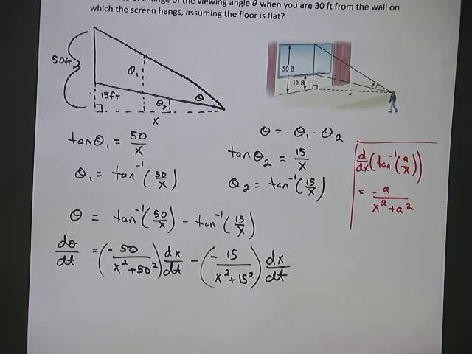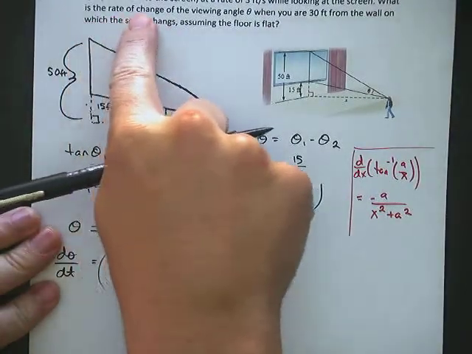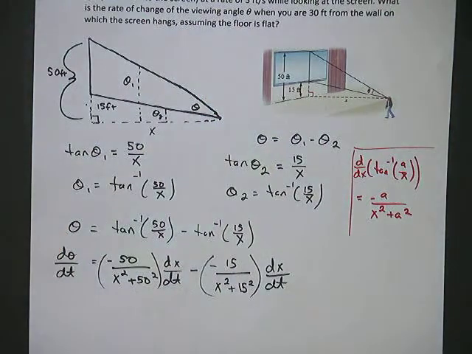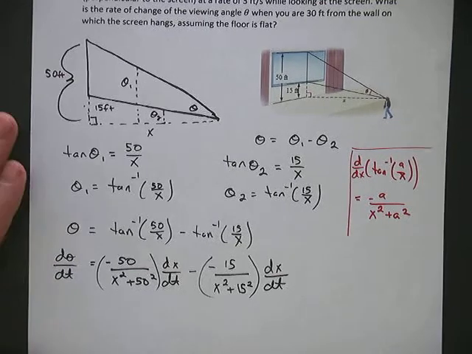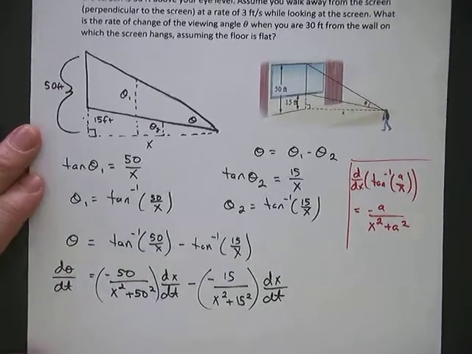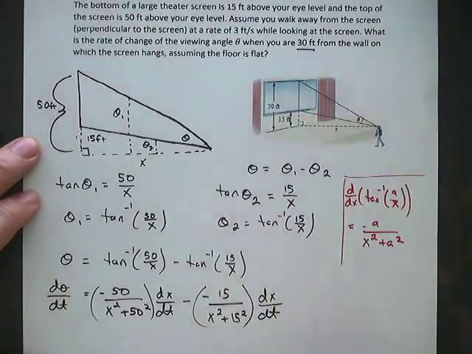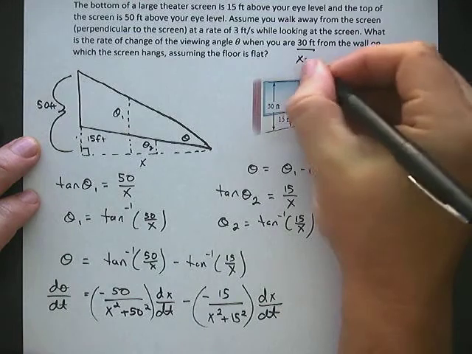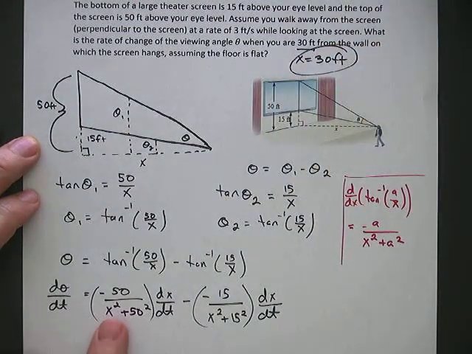So the final thing we're looking for is d theta dt. What is the change of the angle? That's the question. You can see it right here: what is the rate of change of the viewing angle? So we're looking for d theta dt. That means we need to plug in values for all of this. Let's see what x is and what dx dt is, looking at the problem. It says when you are 30 feet from the wall, so x equals 30 feet. That's one of the things we're going to plug in down here.